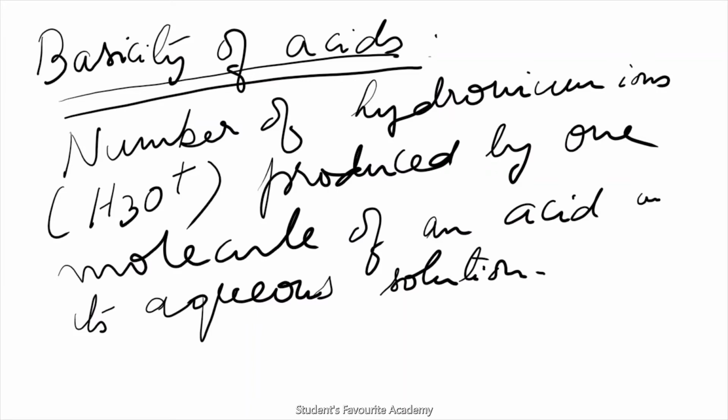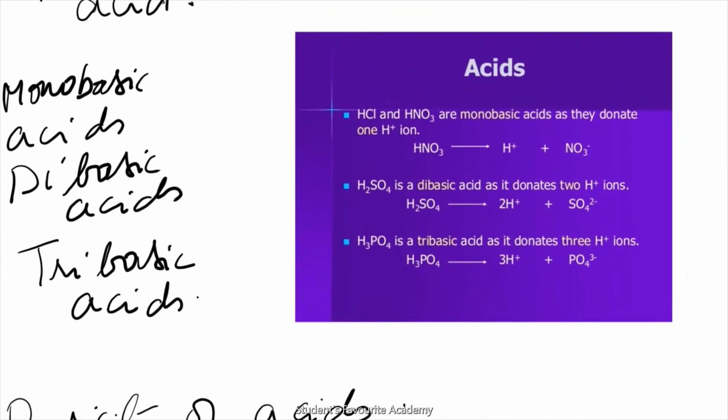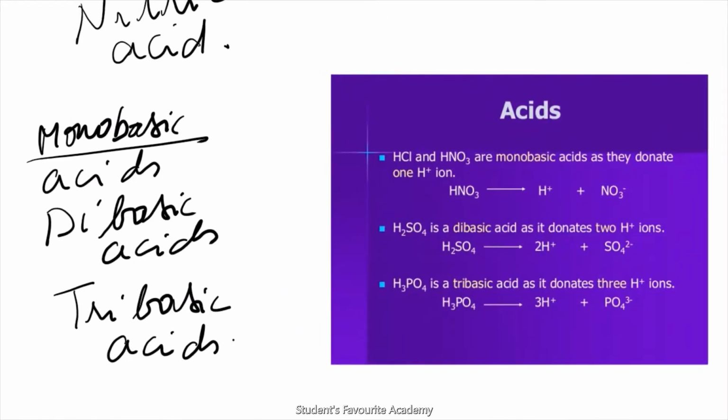So, if an acid produces one hydronium ion, then it is called monobasic. If one molecule, that is per molecule of the acid, produces one hydronium ion, then the acid is called monobasic acid. If each molecule of the acid produces two hydronium ions, then it is called dibasic acid. And if one molecule of the acid produces three hydronium ions, then it is called tribasic acid. So examples are hydrogen chloride and nitric acid.